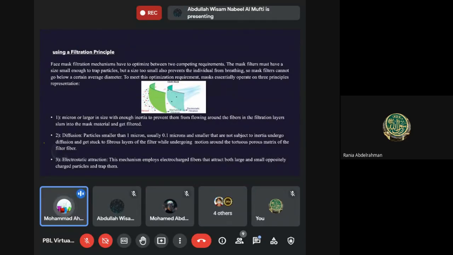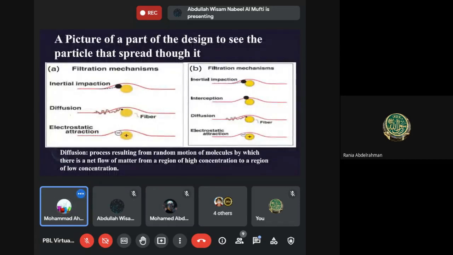Mask filters are optimized to use three principles. We have the micron and larger in size, we have the diffusion, and we have the electrostatic attraction that's related to the filtration process. The important one is the diffusion, because it's really related to the operation of the three important principles. You can go to the next slide.